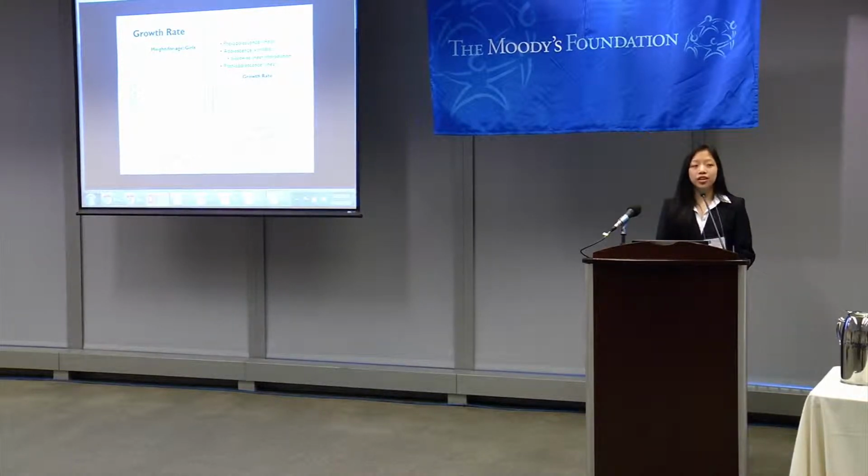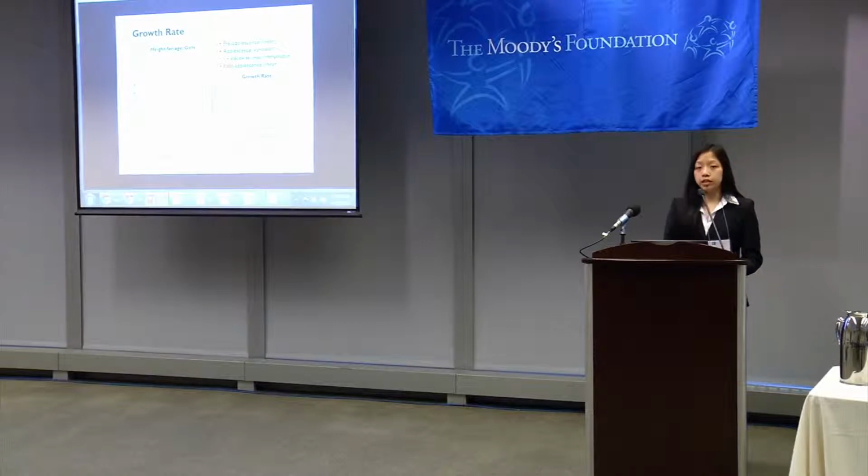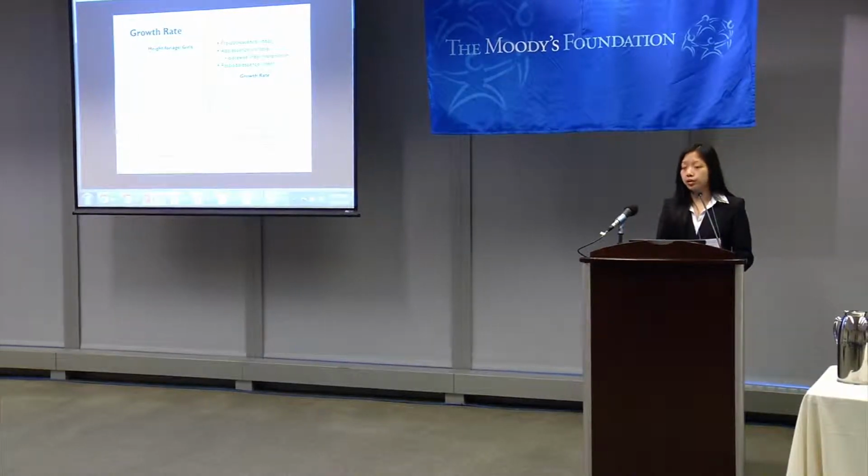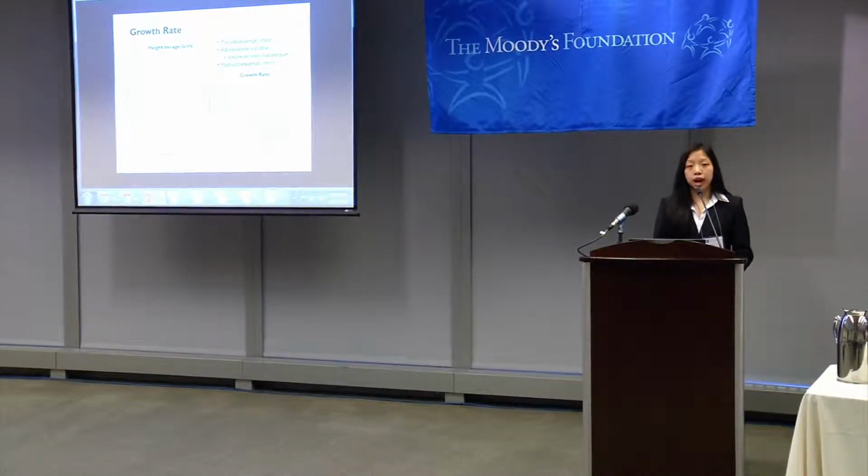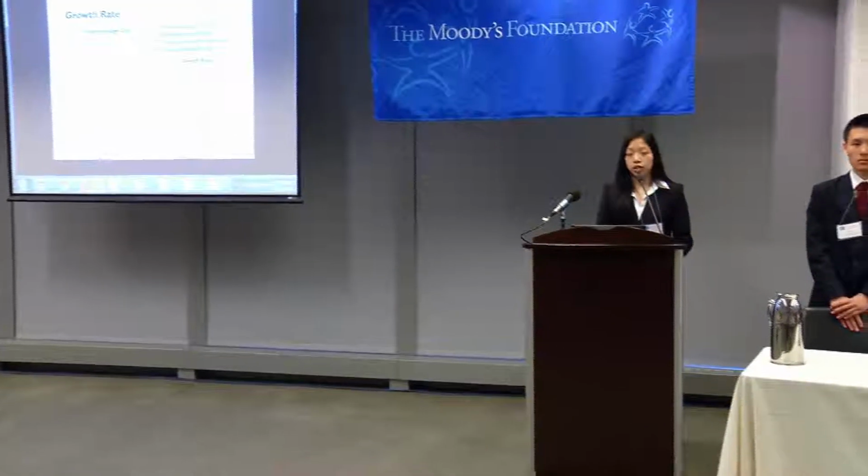The World Health Organization provided us with height for age graphs of both boys and girls aged 5 through 19, and observing these graphs, we found that children of this age range exhibit three main patterns of growth: pre-adolescence, adolescence, and post-adolescence. In both pre-adolescence and post-adolescence, the height for age graph was approximately linear. Therefore, the growth rate was constant. However, during adolescence, the height for age graph was logarithmic. Therefore, the growth rate was variable.